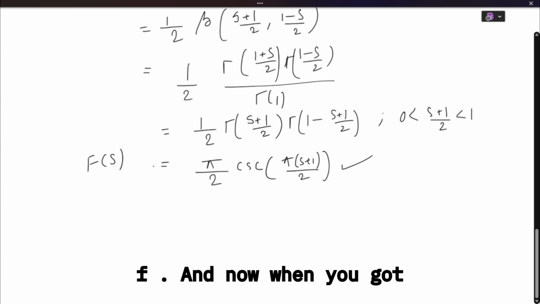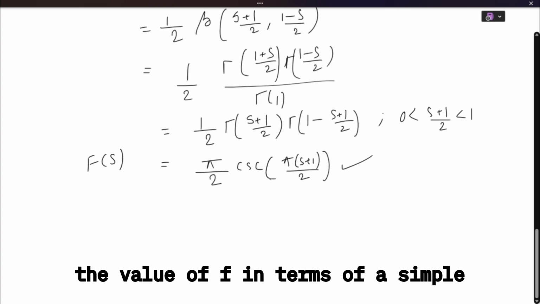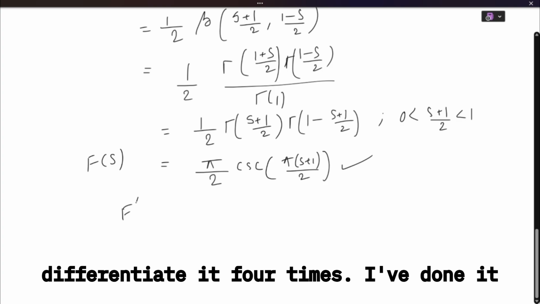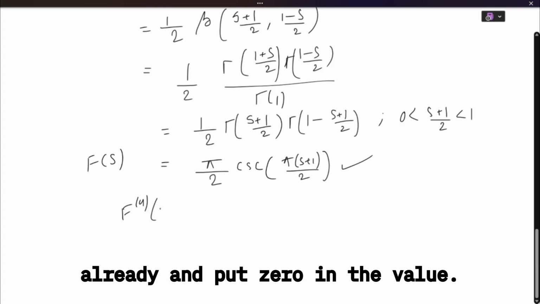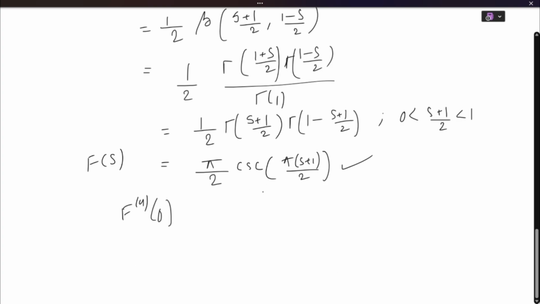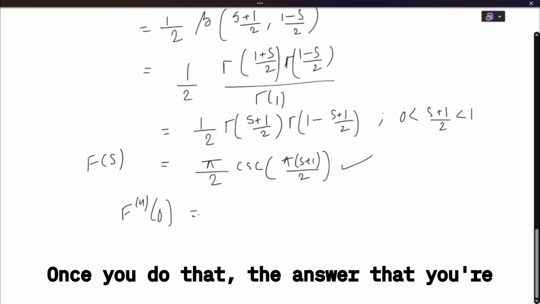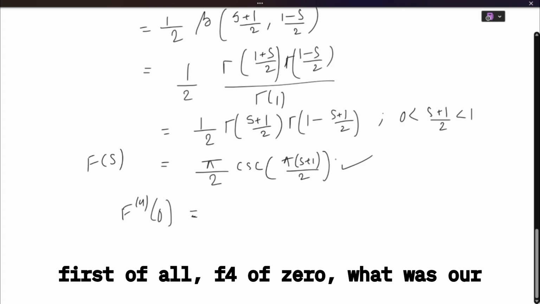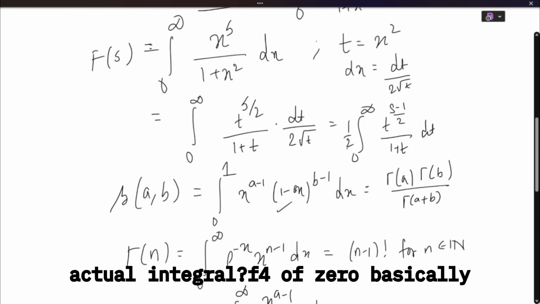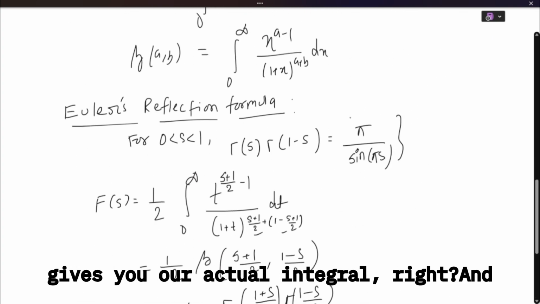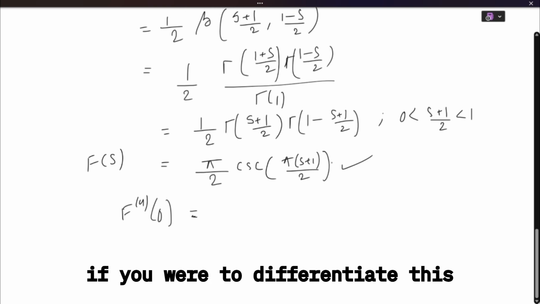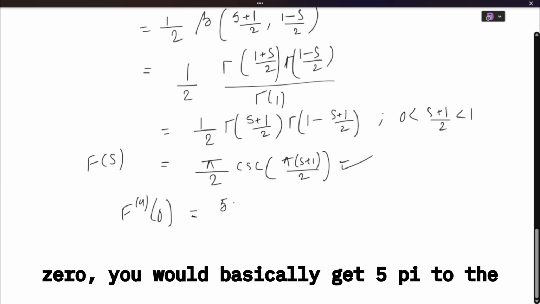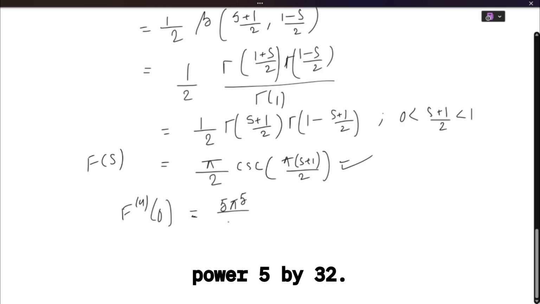Now, when you have the value of f of s in terms of a simple trigonometric function, you can easily differentiate it four times. I have done it already and put in zero for s. Once you do that, the answer you're going to get is something like this. First of all, f4 of 0 basically gives you our actual integral. If you differentiate this function four times and put s equal to 0, you would basically get 5 pi to the power 5 by 32.